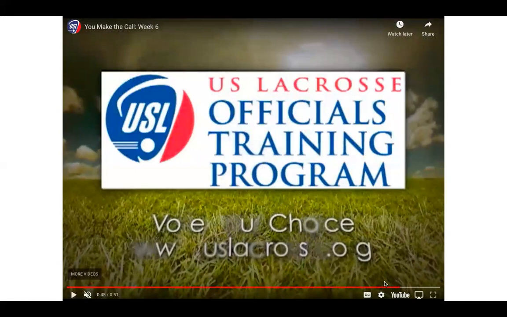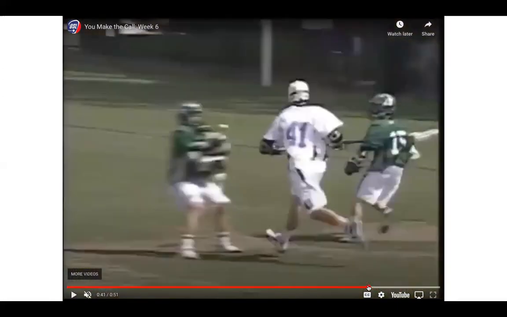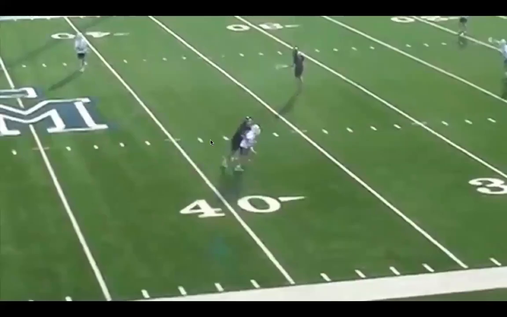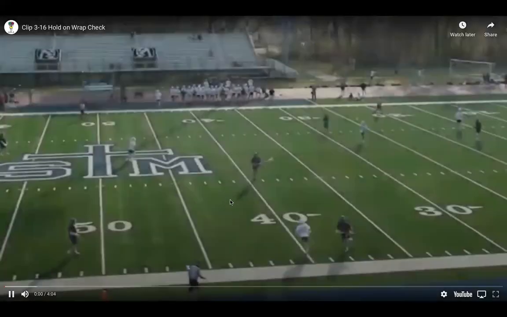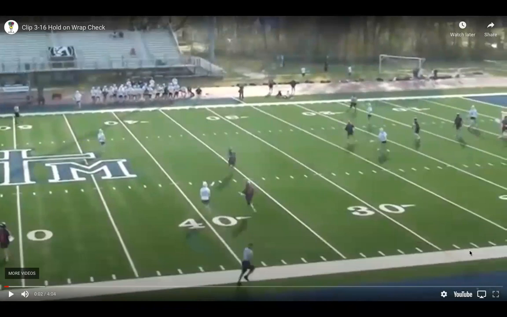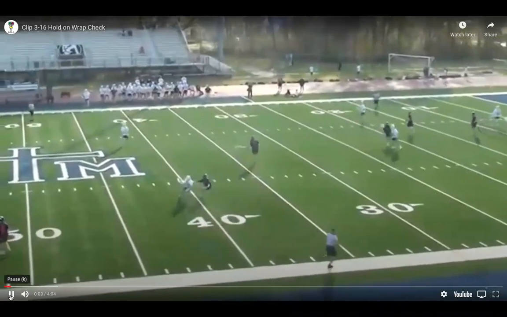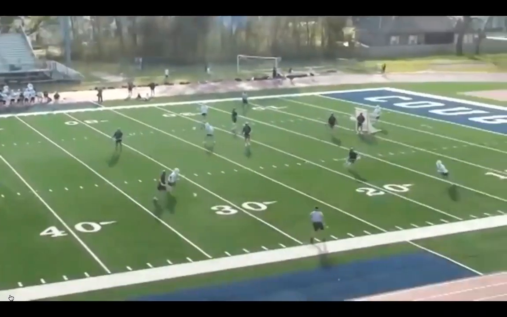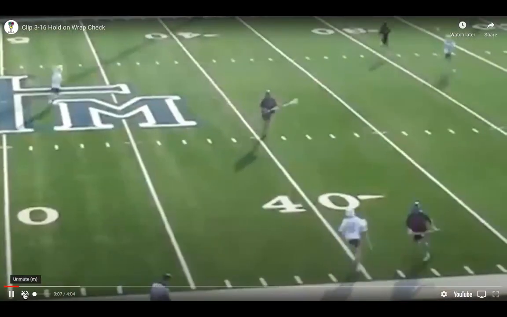That was a different penalty. That was going into an illegal screen. But let's go to the next one on a hold call. So this is a hold on a wrap check. Now, a wrap check in lacrosse is using a one-handed check to reach around the player and check him from the front when he is playing him from the rear. This is something we'll see a lot in high school. We'll get a good zoomed in version of this.